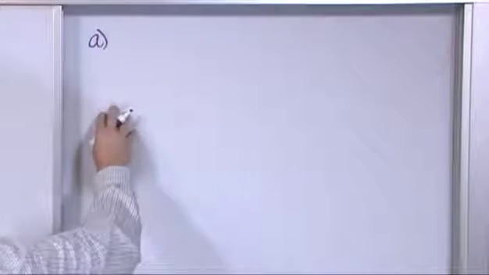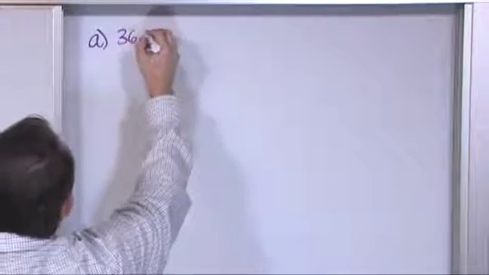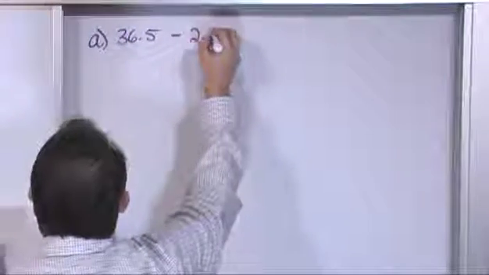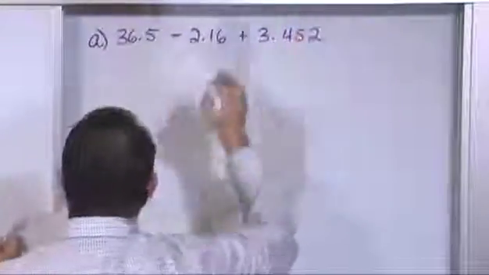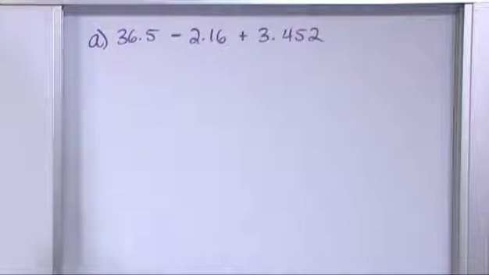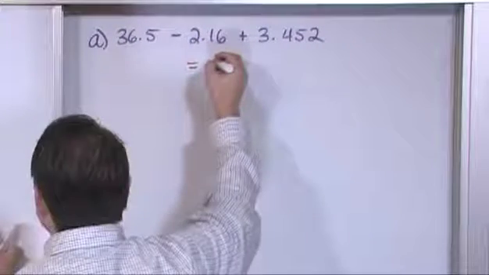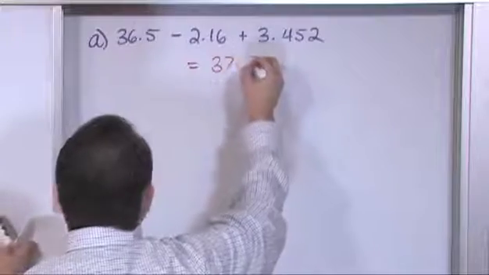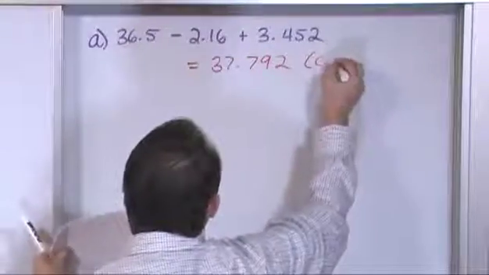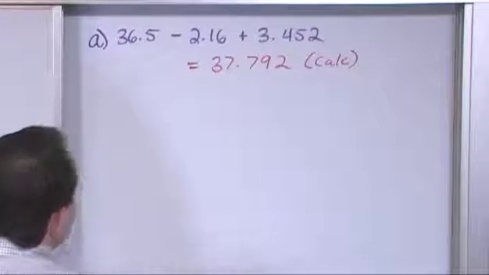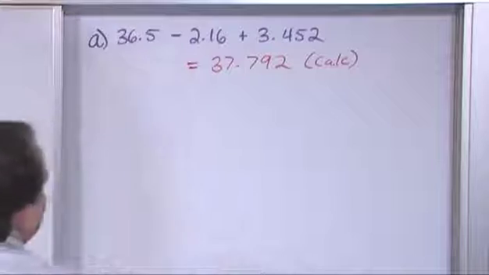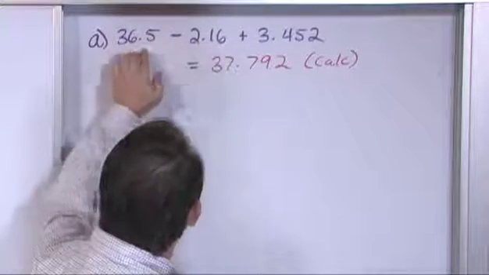Okay, now we're going to do a few actual arithmetic problems. Let's say we're doing the following calculation: 36.5 minus 2.16 plus 3.452. Now, if you actually put this in a calculator, what you're going to get is 37.792. That's from the calculator. What would be the answer that we would actually circle or write down on our homework? It's not going to be 37.792. That's just too many, especially since a lot of these numbers didn't have that accuracy to begin with.